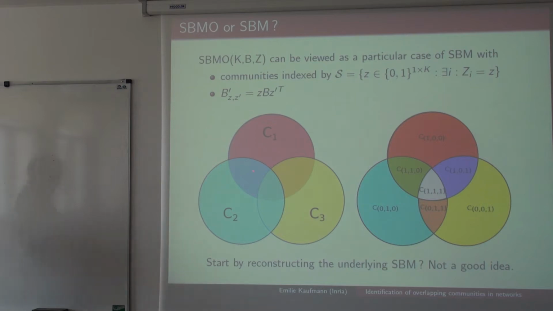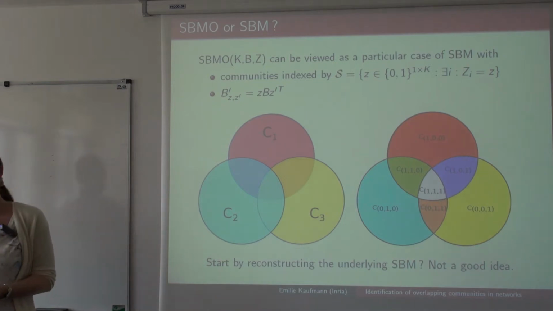And for example, a node here in the intersection of C1 and C2 will have a membership vector 1, 1, 0. And we see that we could look at this part as being a community indexed by 110. So the same is true for the rest. So as I explained, I showed you some methods to perform community detection in the SBM, so recovering all these communities. A first idea would be to build an algorithm that, as a first step, would reconstruct all the subcommunities and then try to do something to come up with the overlapping underlying communities.